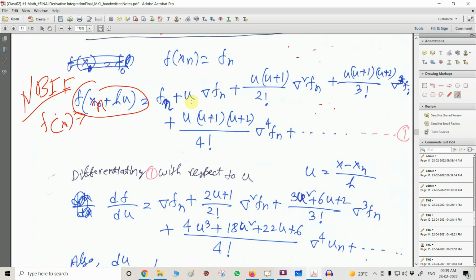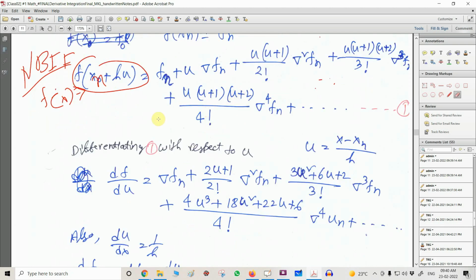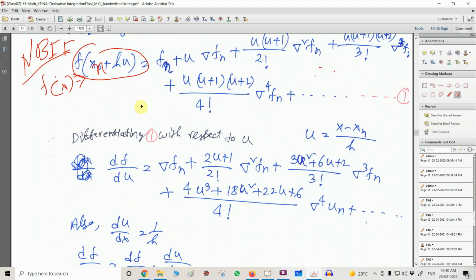Now similarly, as I'm starting from xn and going towards x0, it will be u into u plus 1. I'm assuming that we know this backward interpolation equation of Newton, and from here we start our derivatives. So we'll be differentiating with respect to u. So that's our NBI formula, the Newton backward interpolation formula.